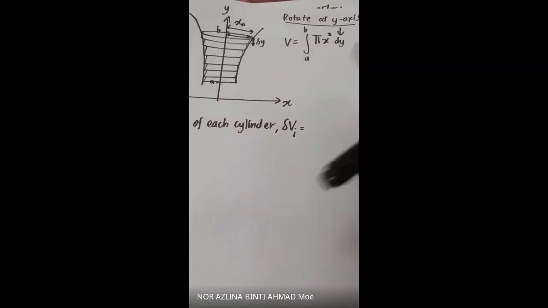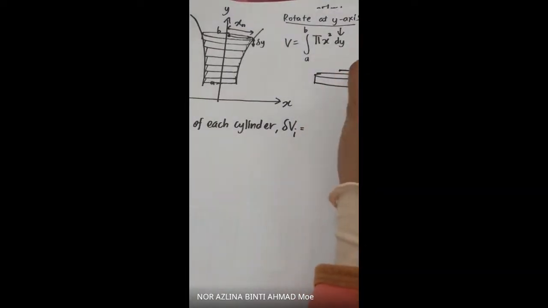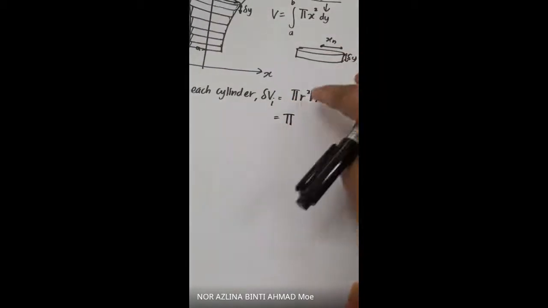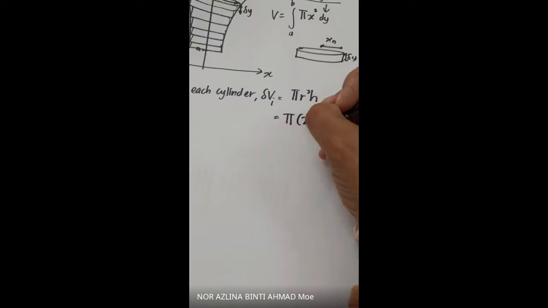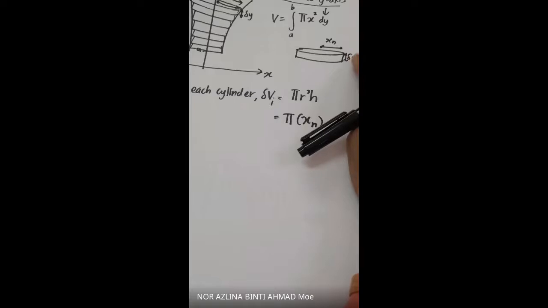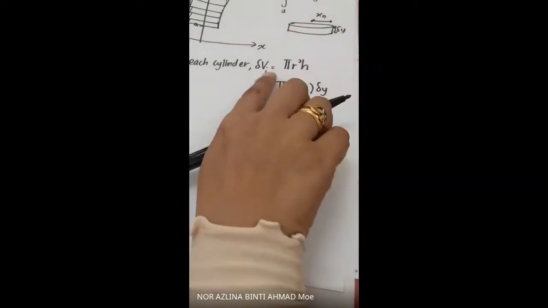So, volume of each cylinder. I redraw the cylinder again. It's a cylinder, and the radius is xn, and the height is delta y. So, how to get a volume of cylinder? Pi r squared h. Radius for cylinder is xn. What is h? h is height of cylinder, so delta y. So, now, sorry, this is Vi, right? So, Vi here must be xi.